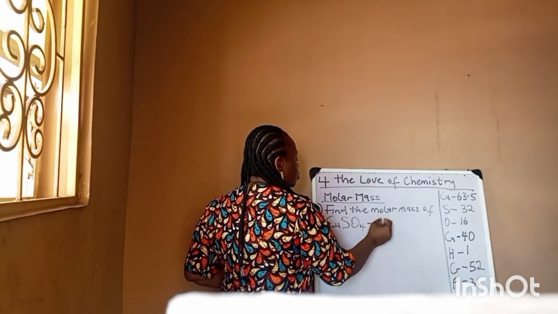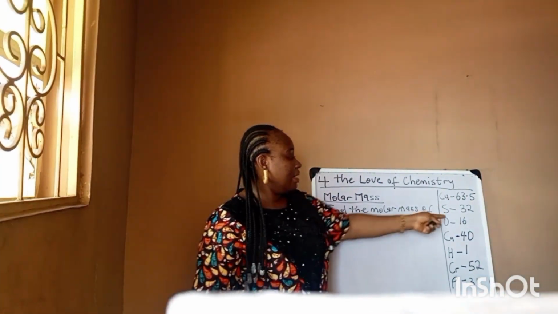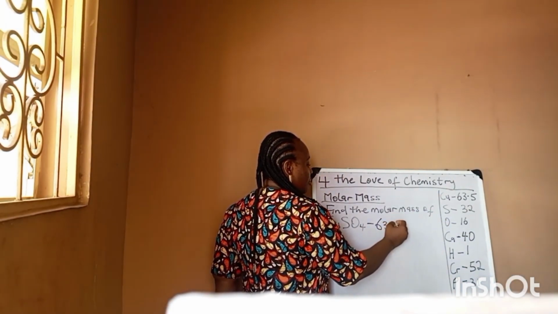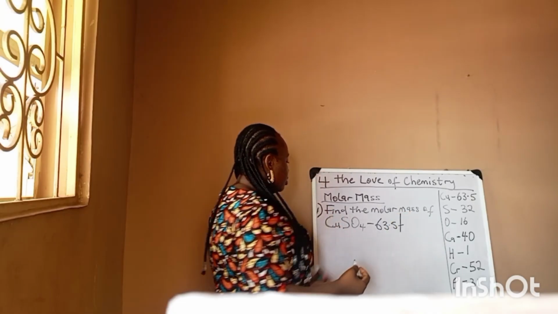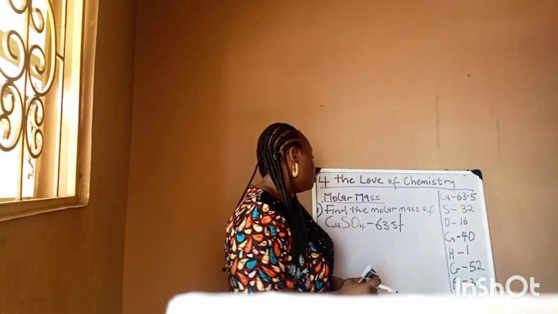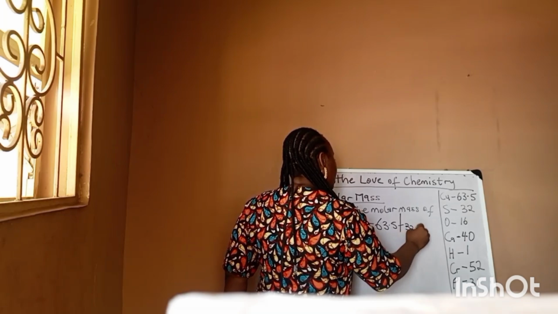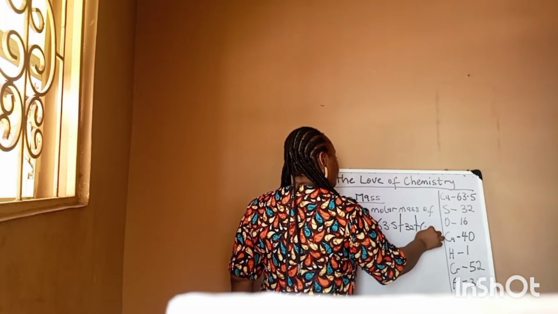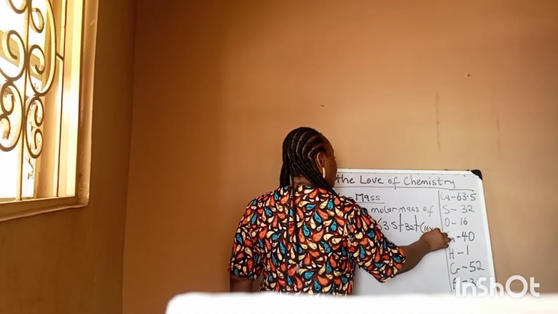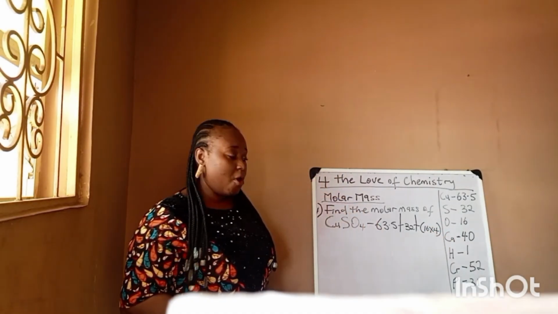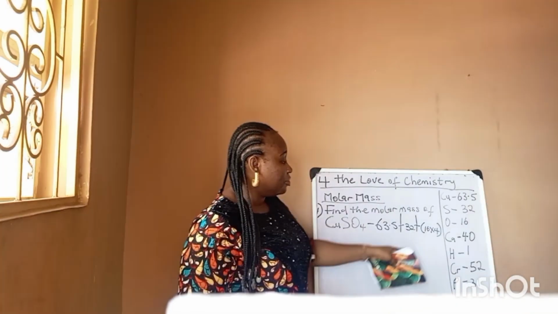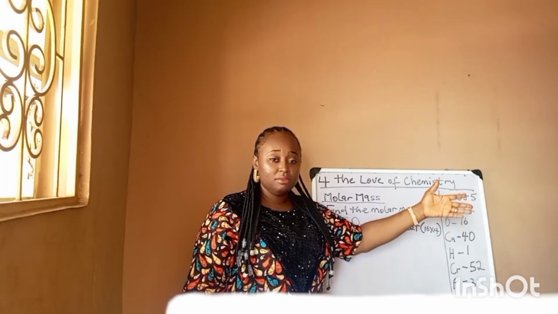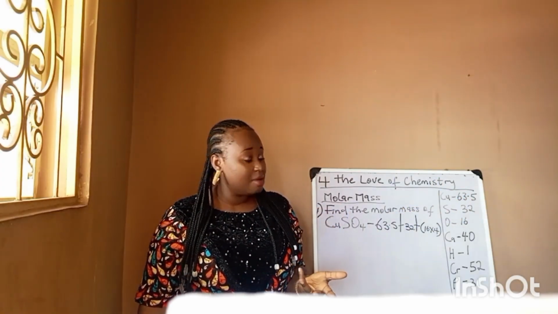So the molar mass of this will be: copper has an atomic mass of 63.5, so we say 63.5 plus sulfur has atomic mass of 32, plus oxygen has atomic mass of 16. But we have 4 atoms of oxygen here, so we multiply 16 by 4. The reason you have to put this in brackets is so you don't mistakenly add 16 and then use 4 to multiply everything. You will make a mistake and you will fail it.